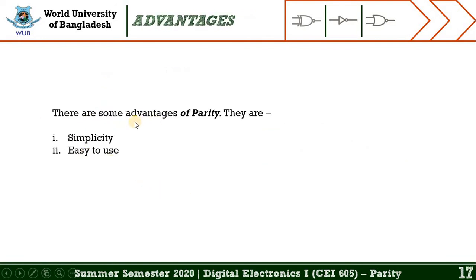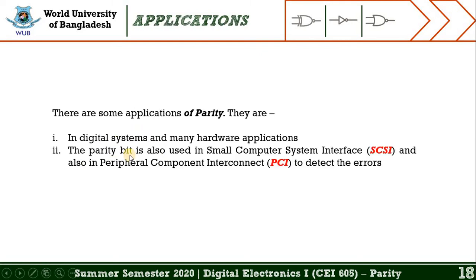And from this slide we may learn some of the advantages of parity, such as simplicity and ease of use. And from this slide, the time has come to learn some of the applications of parity, such as in digital systems and many hardware applications. Second, the parity bit is also used in the Small Computer System Interface, in short also called SCSI, and also in Peripheral Component Interconnect, in short also called PCI, to detect errors.